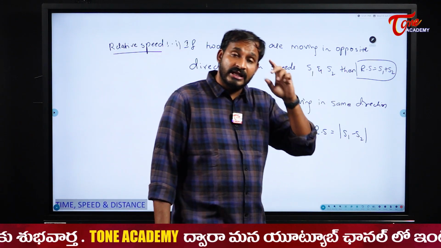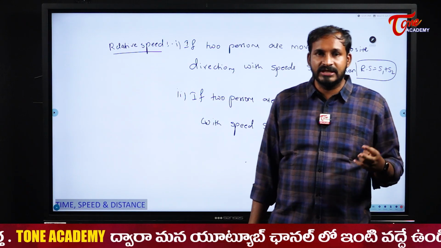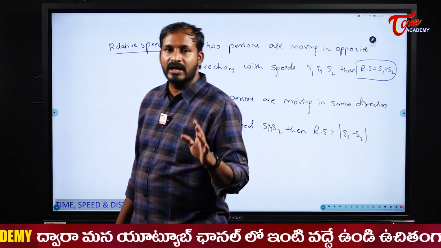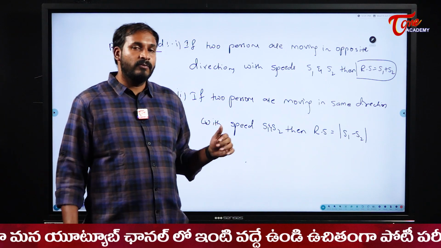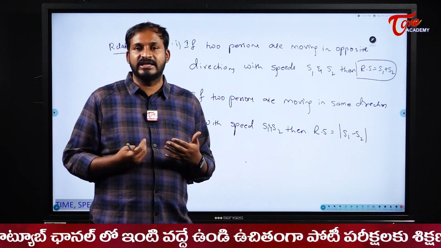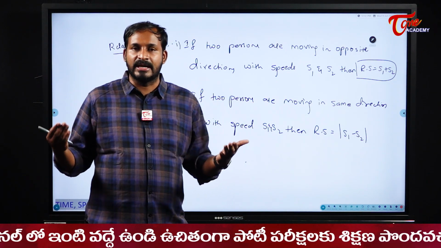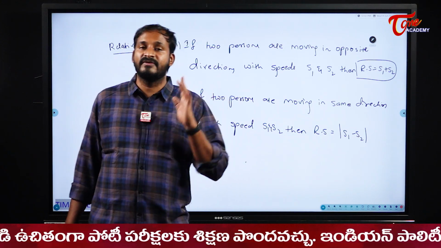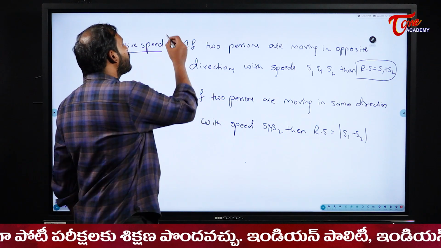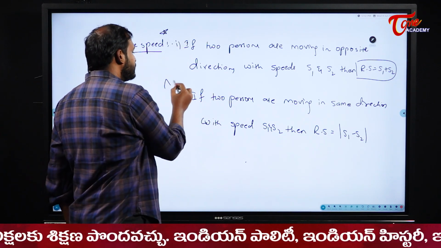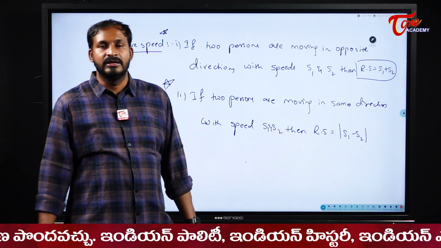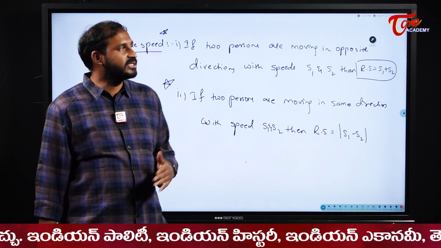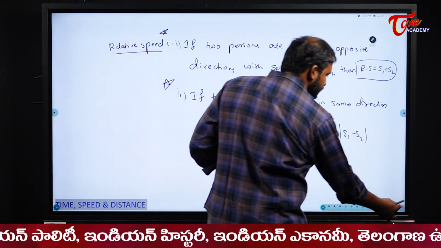See, when there are two moving objects, instead of speed we always use the relative speed. Based on their movement, if they move in opposite directions, the relative speed will be the sum of their speeds. If they move in the same direction, the relative speed will be the difference between their speeds. So this is the concept of relative speed, students. Now we will solve some questions from this concept.